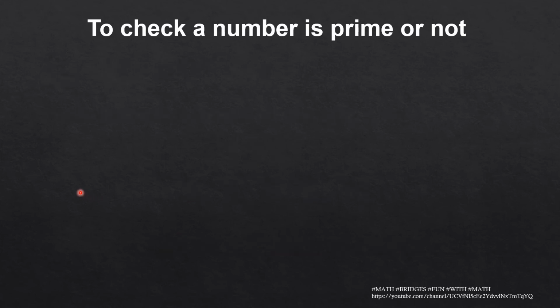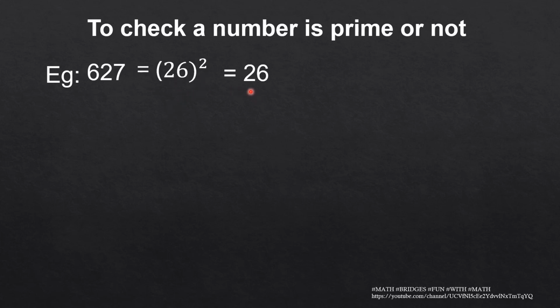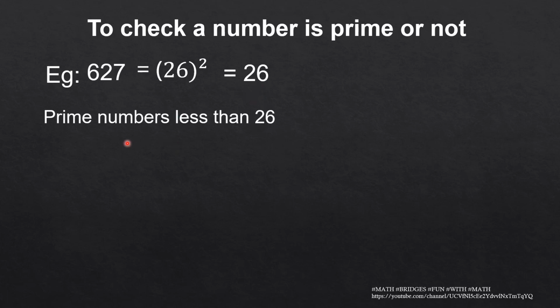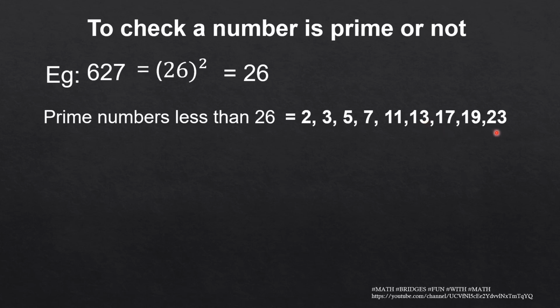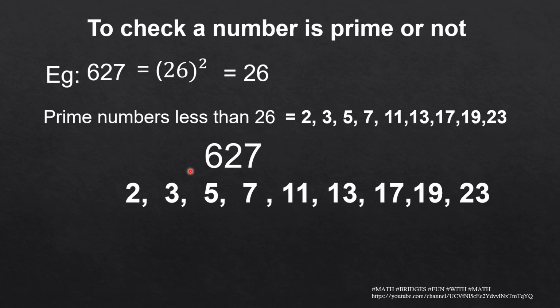Now let's consider a little bigger number. We'll consider 627. Here you can see 25 square is 625. So what next number can we consider? 26 we can consider now. So 26 square, that means we will be taking the number 26. Next step, the prime numbers less than 26 are 2, 3, 5, 7, 11, 13, 17, 19 and 23. We have to check with all these numbers. So the final step, checking 627 with all the prime numbers less than 26.